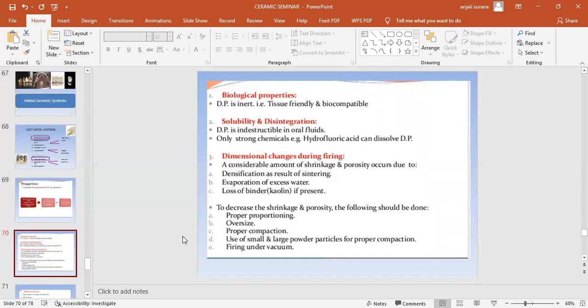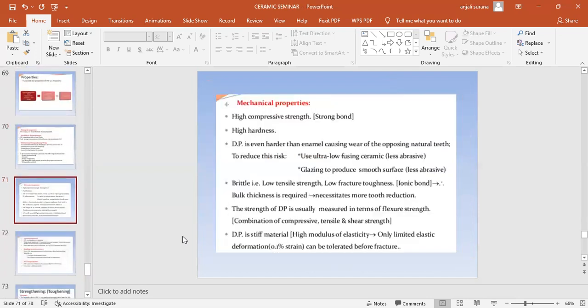Dimensional changes during firing. A considerable amount of shrinkage and porosity occurs due to densification as a result of sintering, evaporation of excess water, and loss of binder. To decrease the shrinkage and porosity, the following can be done: proper proportioning, oversize, proper compaction, use of small and large powder particles, and firing under vacuum.